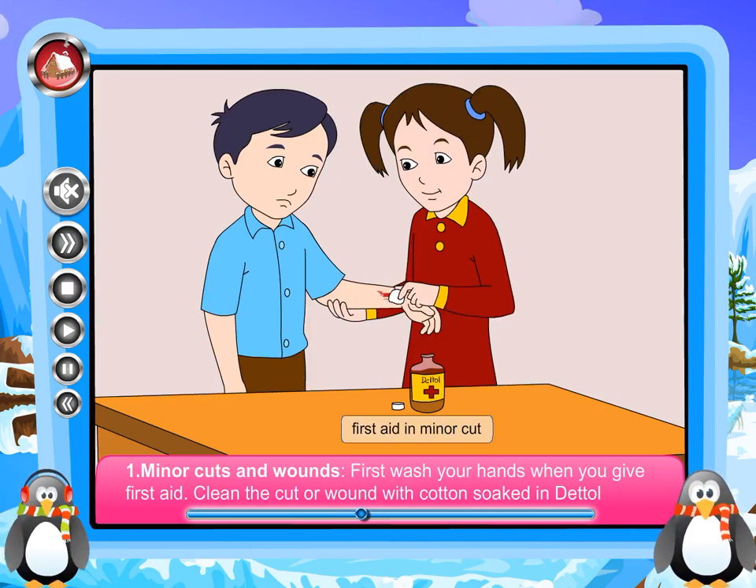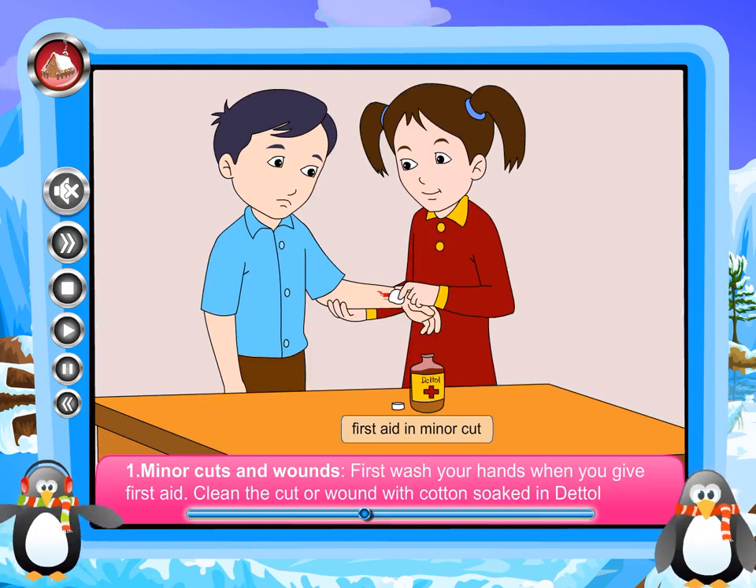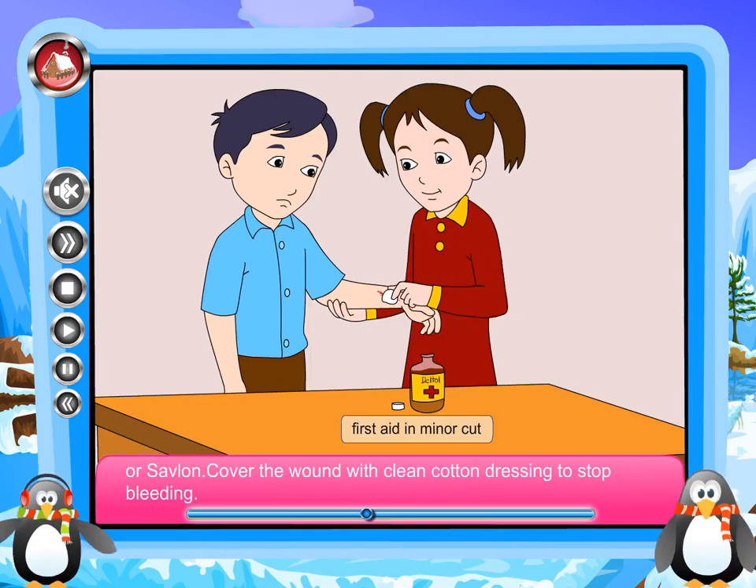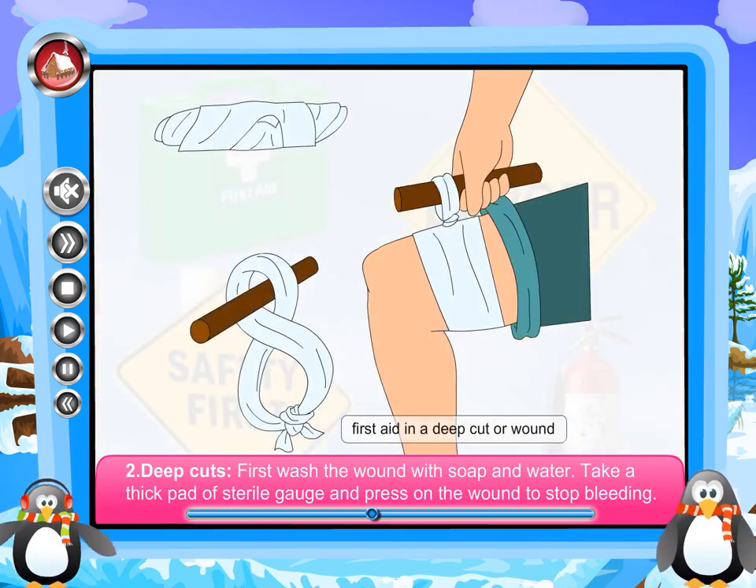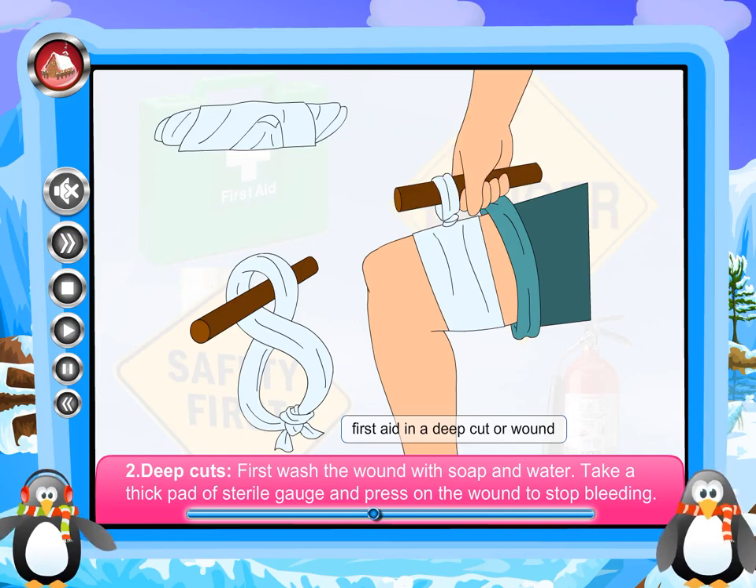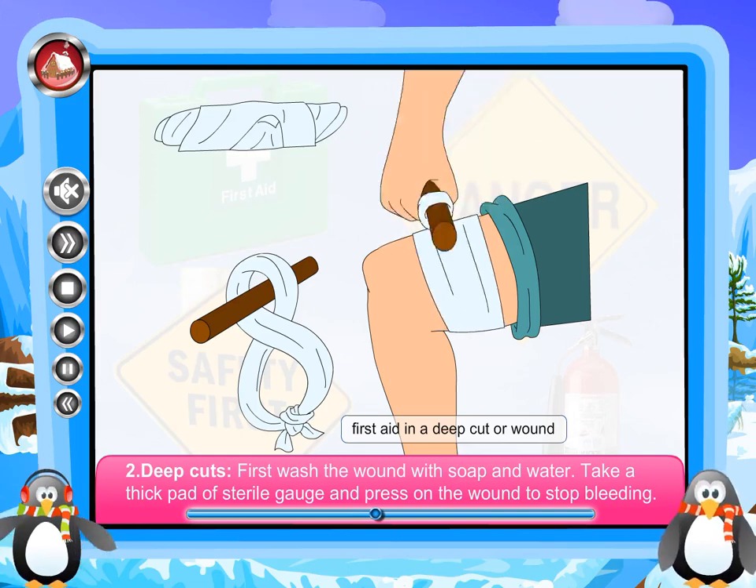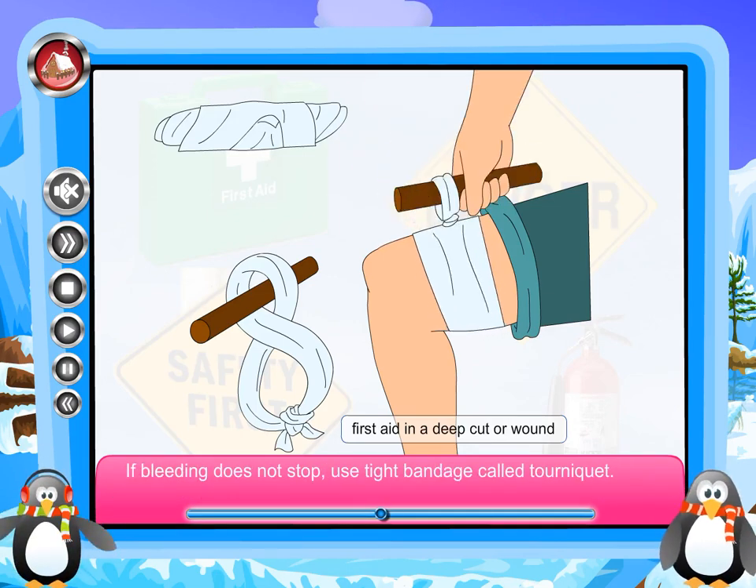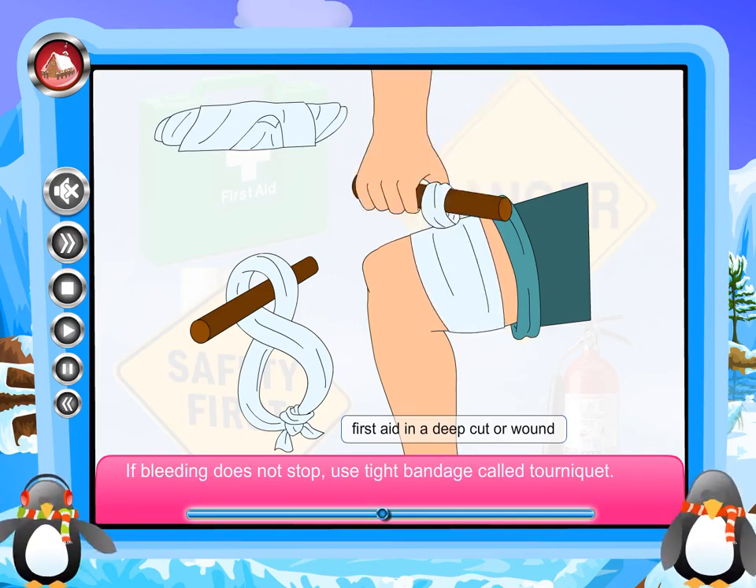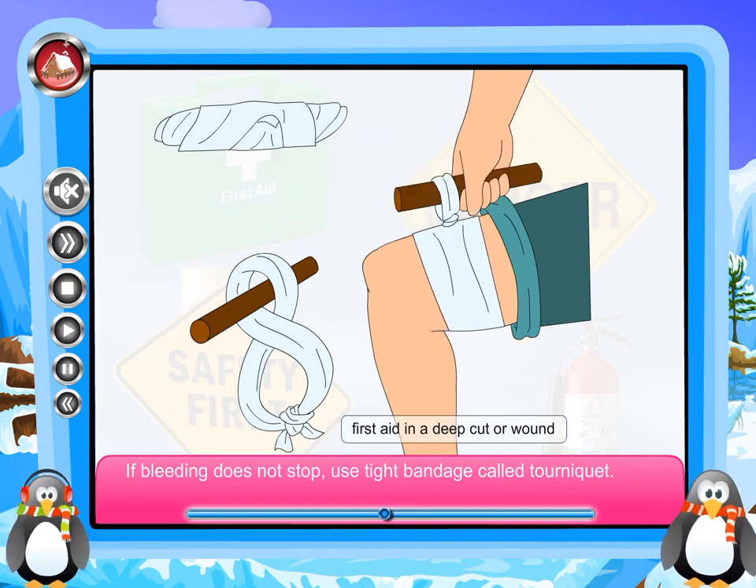Minor cuts and wounds. First, wash your hands when you give first aid. Clean the cut or wound with cotton soaked in Dettol or Savlon. Cover the wound with clean cotton dressing to stop bleeding. Deep cuts. First, wash the wound with soap and water. Take a thick pad of sterile gauze and press on the wound to stop bleeding. If bleeding does not stop, use a tight bandage called a tourniquet.